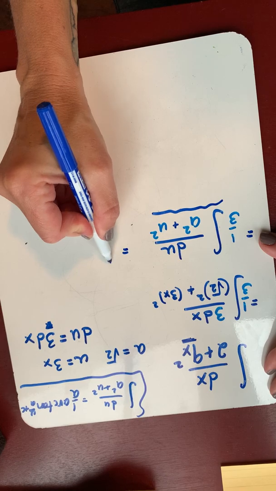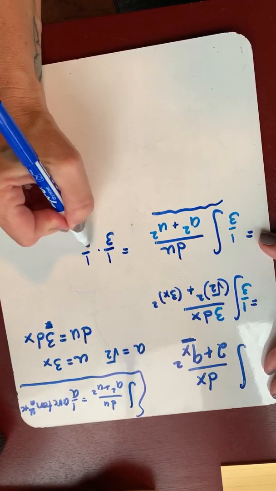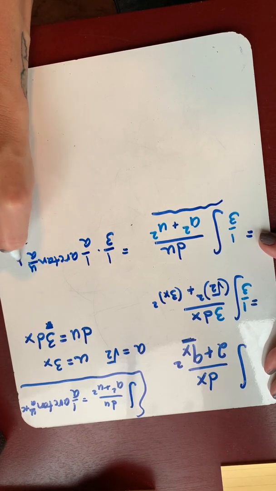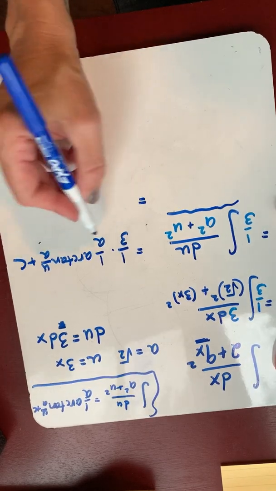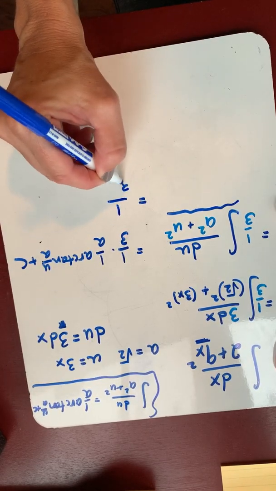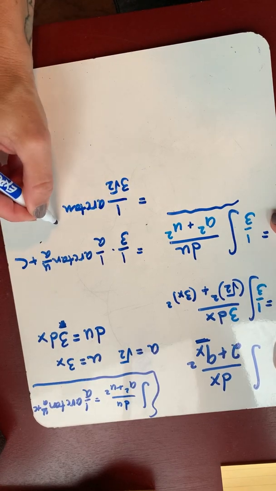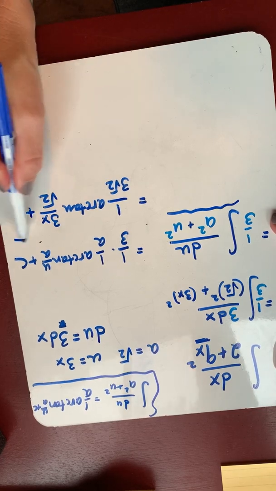So this is going to equal 1/3 times 1 over a times the arctan of u over a plus c. And now I'm going to put in a and I'm going to put in u. So this is going to become 1 over 3 root 2 arctan of 3x over root 2 plus c.